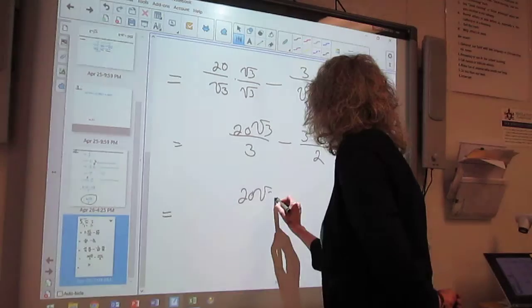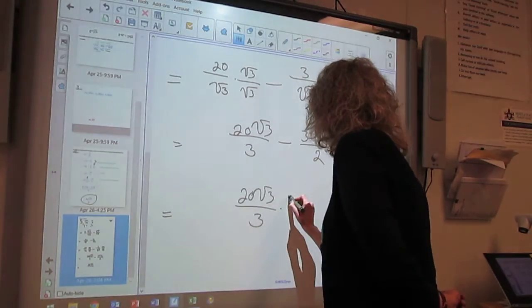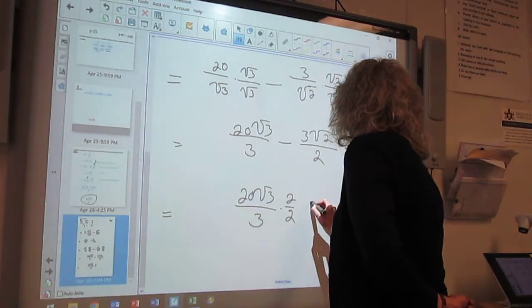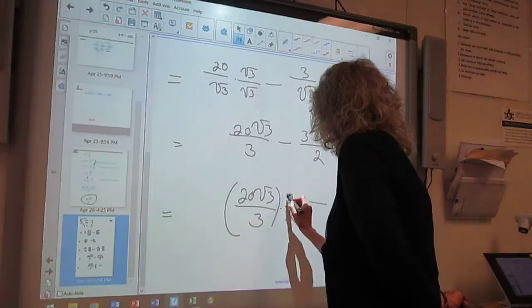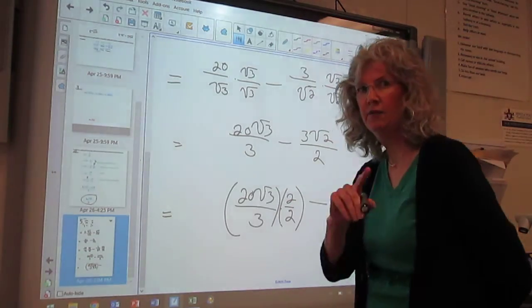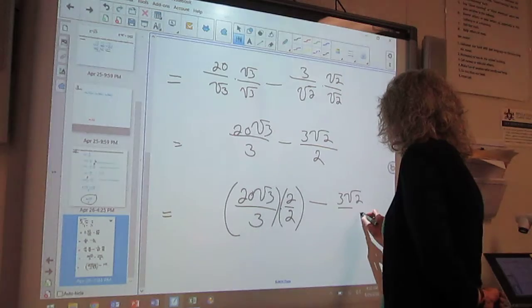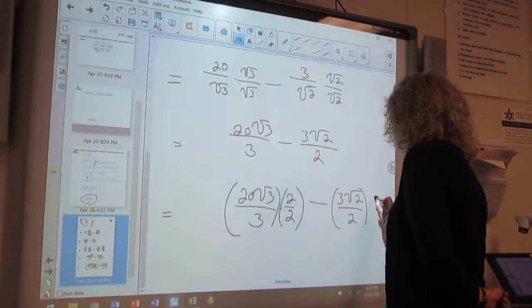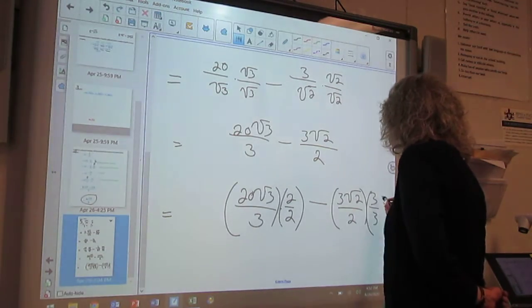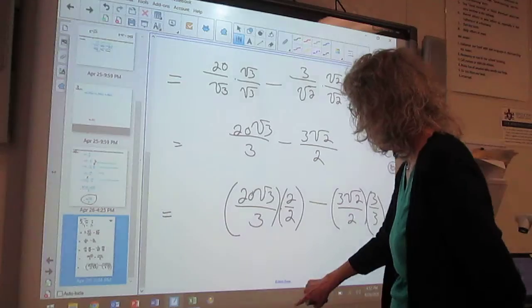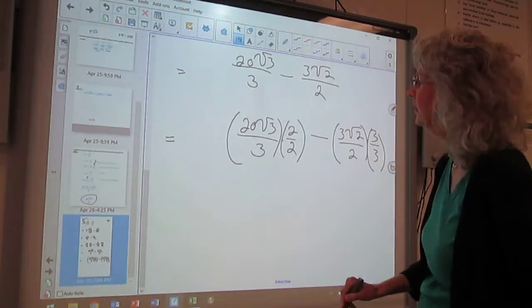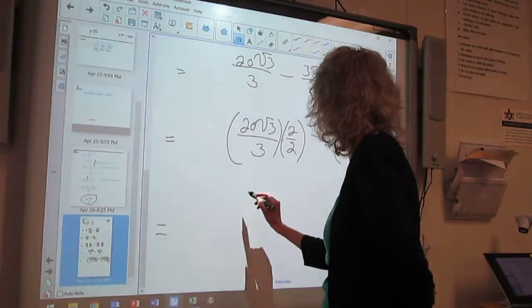20 the square root of 3 over 3 times 2 over 2 minus, I'm going to use my parentheses because parentheses are your friend, use them, 3 the square root of 2 over 2 times 3 over 3. Problem's getting kind of long, isn't it? That's okay, you'll have some longer ones for homework.